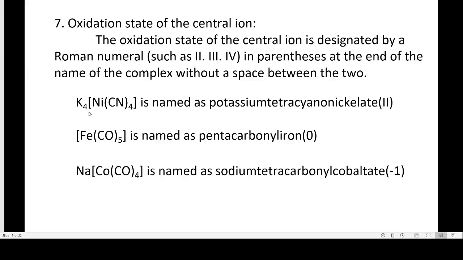So in this example, this complex is named as potassium tetracyanonickelate 2. Here in this, the name is pentacarbonyl iron 0. Its oxidation state: oxidation state of iron is 0. Here oxidation state of nickel is 2. Here in this example, sodium tetracarbonyl cobaltate minus 1. Its oxidation state is minus 1.